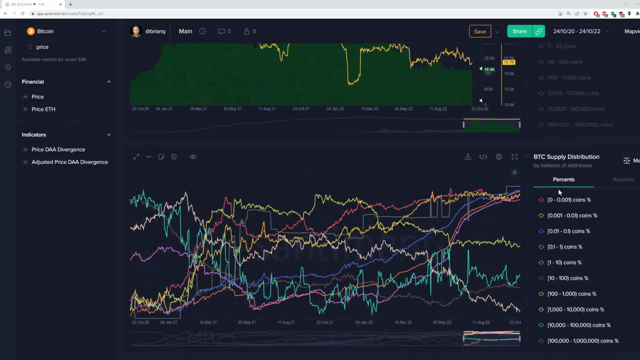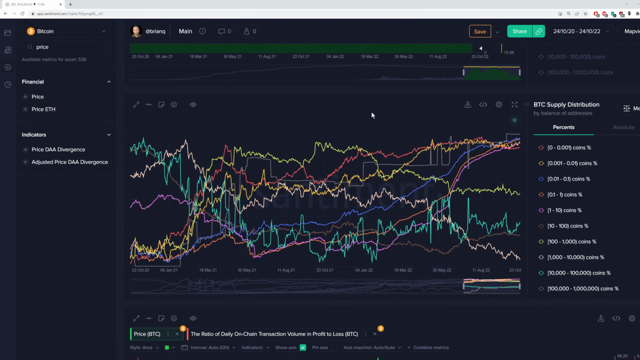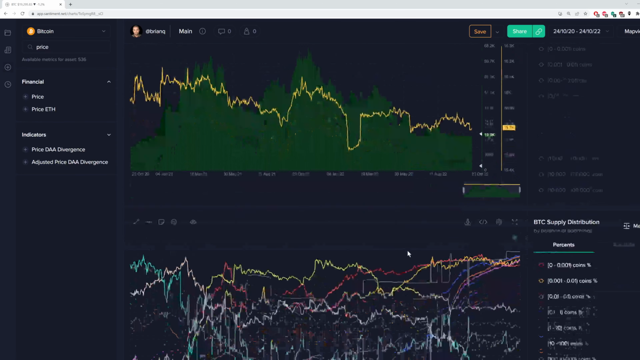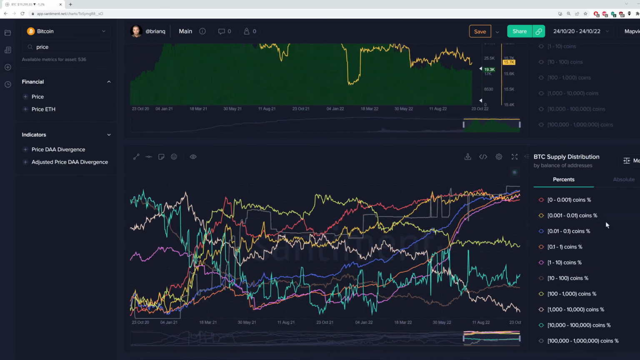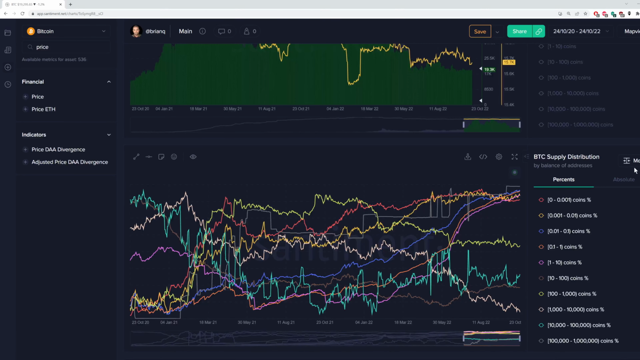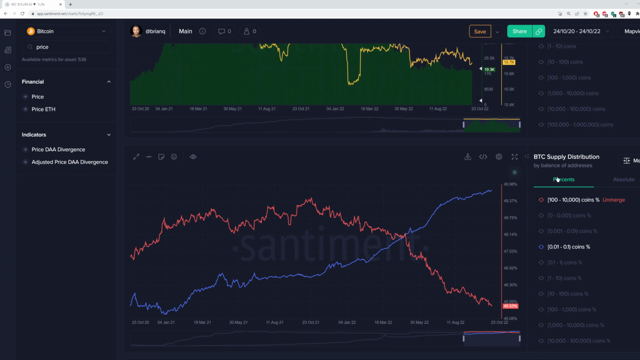Now, similarly, we can also look at the percentage of supply held. So it's similar to the amount of addresses, but instead you're looking at the actual overall cumulative percentage of supply held by those same addresses. So I'll just hold down Control and click on one. That'll get rid of all but one. And then I'll click Merge 100 to 1,000, 1,000 to 10,000, hit Confirm. Get rid of that blue line now.